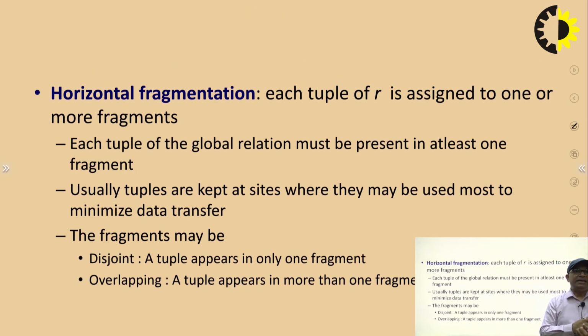Horizontal fragmentation: each tuple of R is assigned to one or more fragments, and each tuple of the global relation must be present in at least one fragment. Usually, tuples are kept at the site where they may be used most, to minimize data transfer. The fragments may be disjoint or overlapping. Disjoint is when a tuple appears in only one fragment, and if a tuple appears in more than one fragment, it is called overlapping.